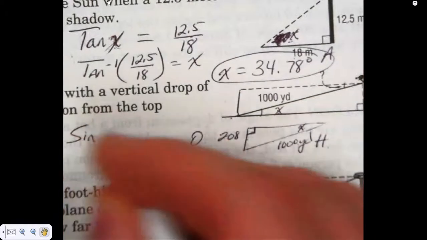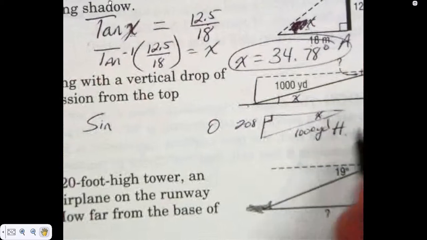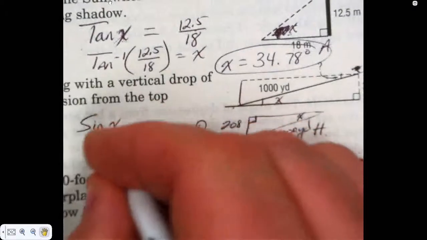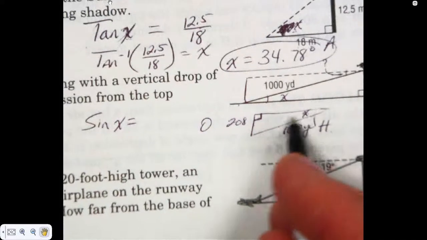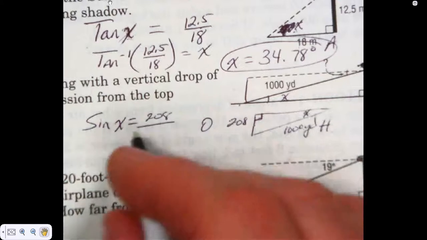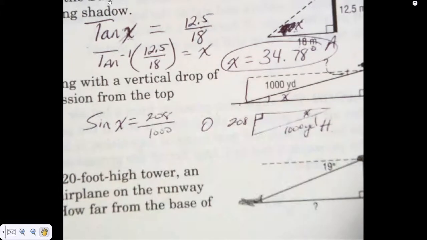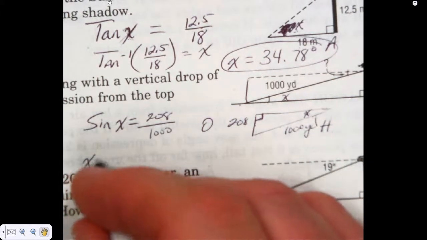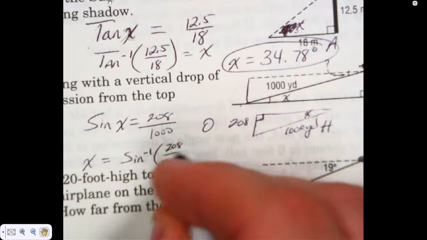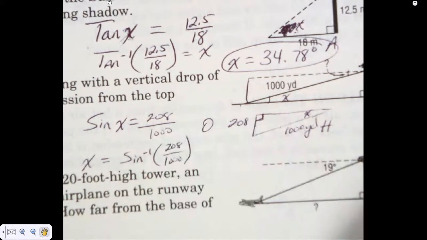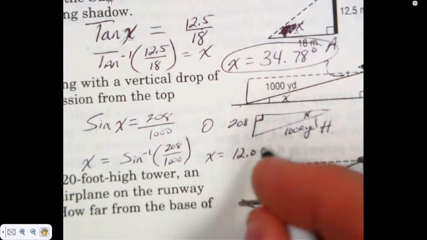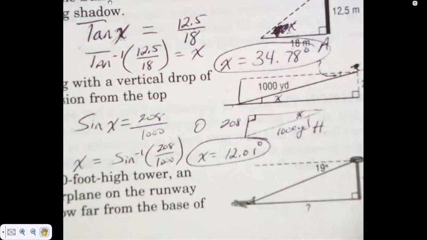So sine of the angle in question. What is the angle in question? What angle am I referring to? Is equal to the opposite of angle x over the hypotenuse, which is 1,000. Now, the angle is our unknown, so x is equal to the inverse sine of what? Whatever 208 divided by 1,000 is in your calculator. Sure. 12.01. Approximately 12.01 degrees.